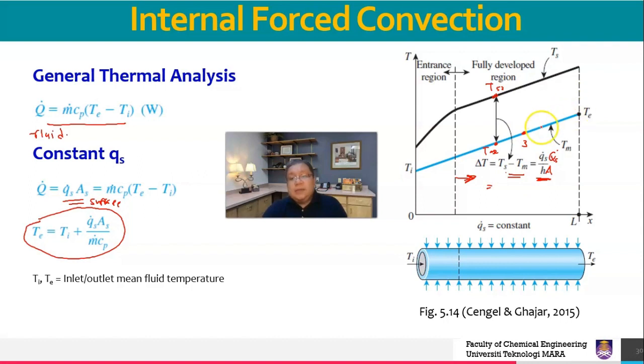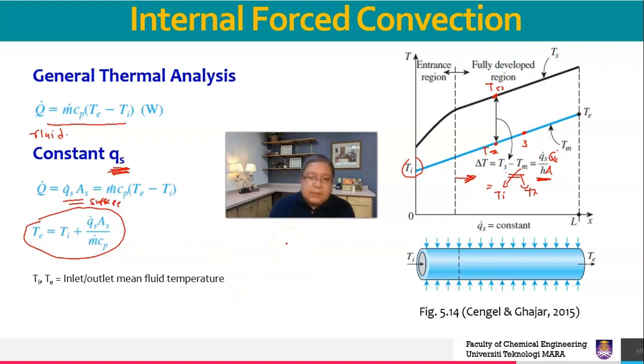But at the exit, the value of Tm will become Te. At the initial value, the Tm is basically Ti. Okay, so this is where you have a constant Qs. So you have to be really careful when you read the question. You have to make sure that you know whether this is constant Qs or constant Ts, because the gradient will be different. The movement of Ts, compared with Ti and Te, is different.